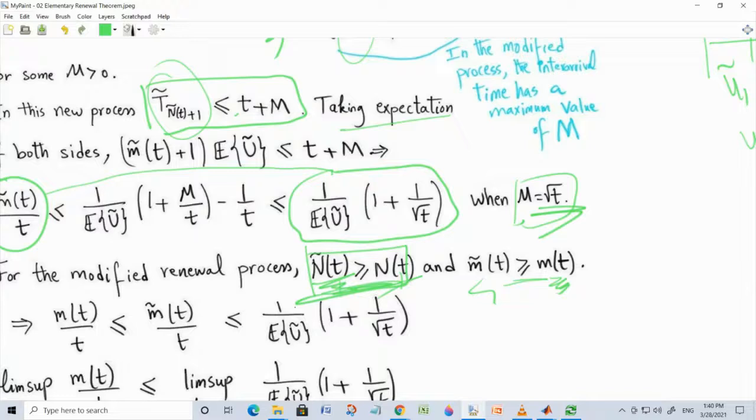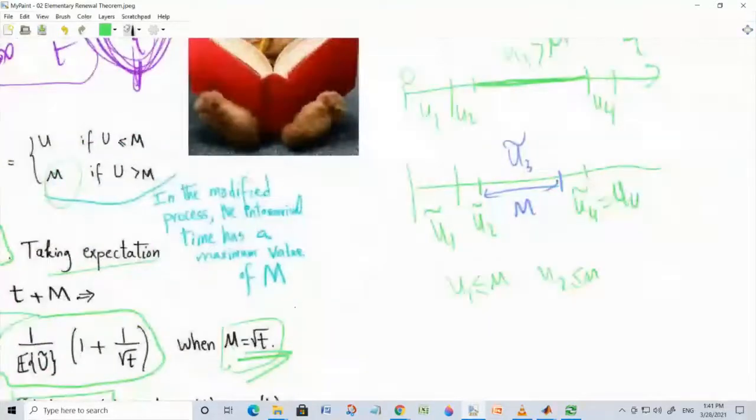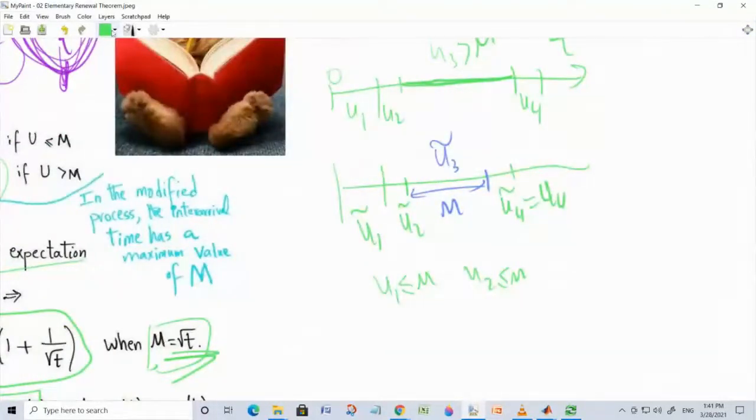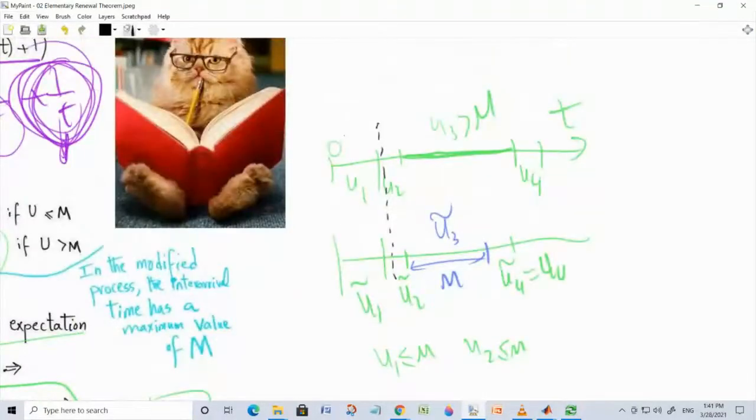If the inter-arrival time in the main process exceeds m, then you make it equal to m in the new process, right? So if we look at our diagram here, suppose that you study this time instant. At this time instant, N(t) is equal to 1. So one arrival occurred here, and Ñ(t) is also equal to 1, which is one arrival there, right?